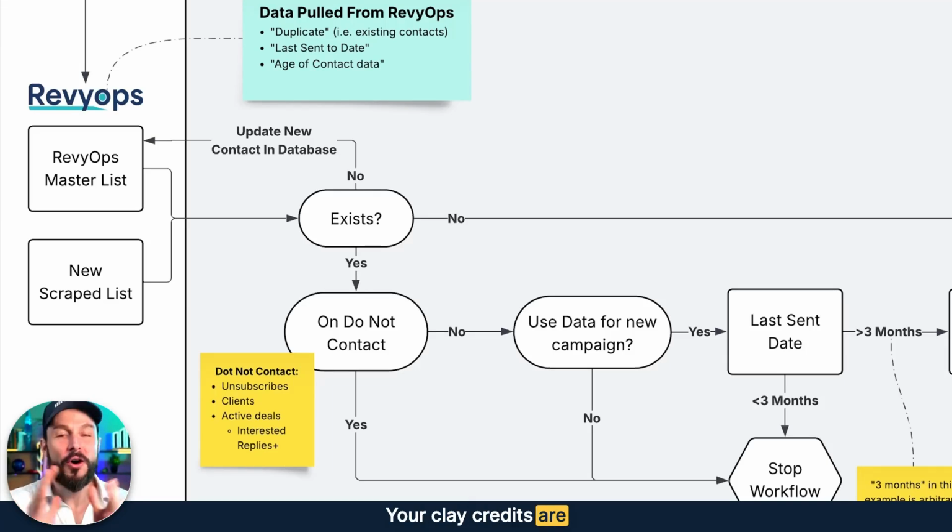Your Clay credits are being wasted, and if you give me 5 minutes of your time, I'm going to show you exactly how to eliminate wasted Clay credits in your GTM list building. I'm also going to show you how to make sure you're always referencing your entire list from your CRM, your do not contact list, everyone who's ever replied to you, all in one place without having to deal with 50K row limits and still using Clay. So stick to the end, and I'm going to show you exactly how to do this.